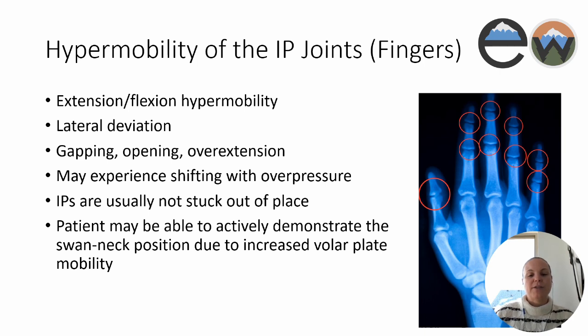And then we also have individuals who, even without applying pressure, might just be able to actively demonstrate what they call the swan neck position, which I can do. So if they have volar plate problems, that's usually extension that happens at the middle joint and then flexion that happens at the little end joint there. And that's usually because the volar plate, this thing that's supposed to be stabilizing underneath, for whatever reason, isn't enforced enough or isn't doing its job.